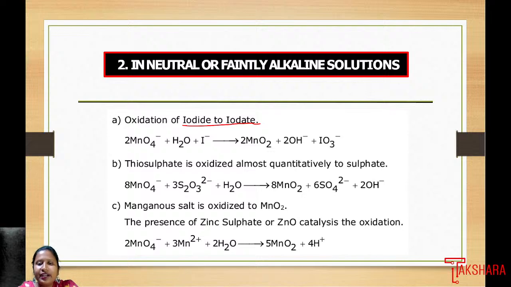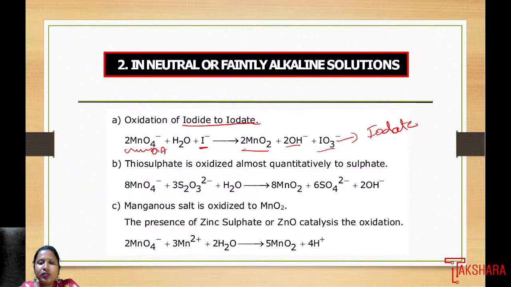Okay, iodide is a reactant molecule in the presence of this oxidizing agent in alkaline aqueous medium. So the products we get are 2MnO2 plus 2OH minus and IO3 minus. This we call iodate. So iodate we are going to call this.